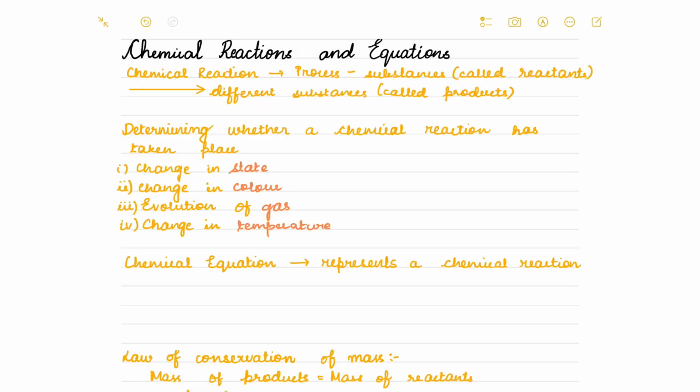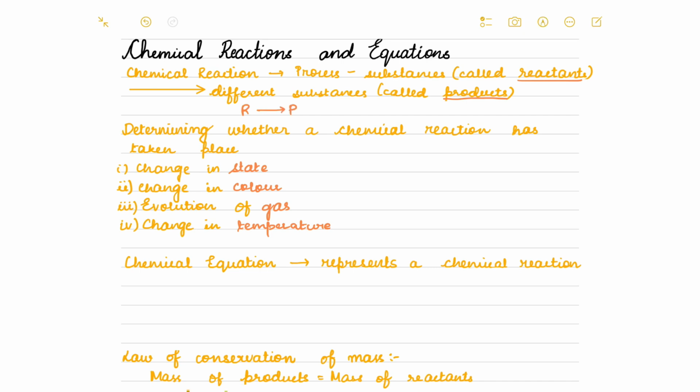In today's video, we are going to discuss the first chapter of class 10 and the topic is chemical reactions and equations. Let us first discuss what is a chemical reaction. A chemical reaction is a process in which substances called reactants get converted into different substances called products. Or I can write R gives rise to P.